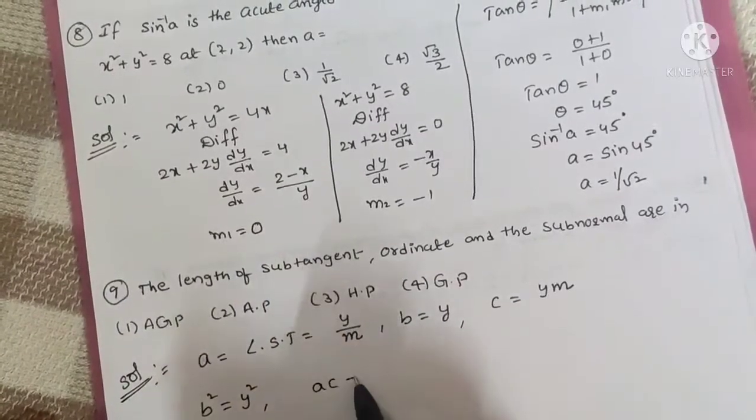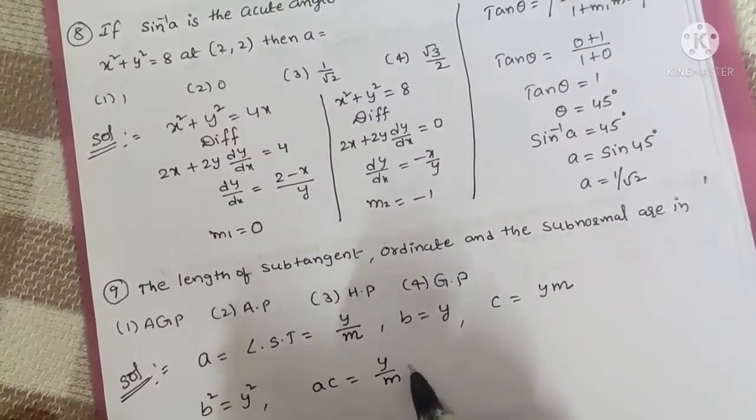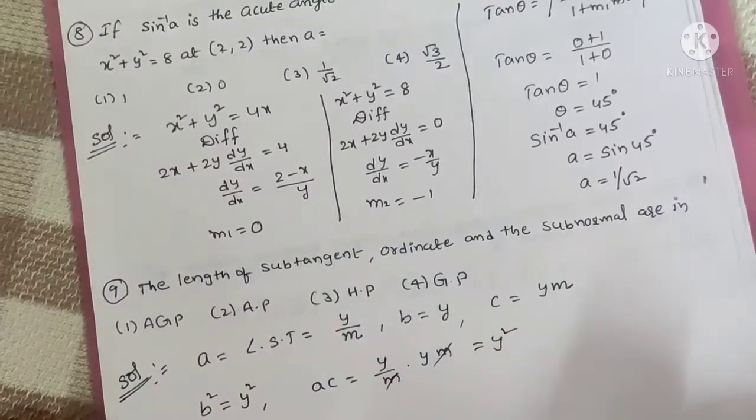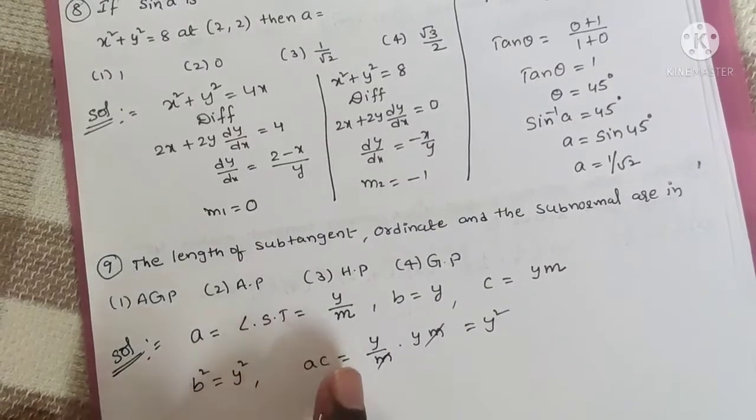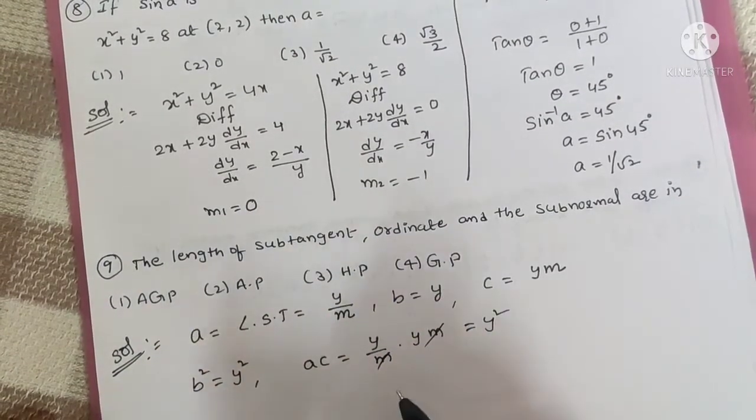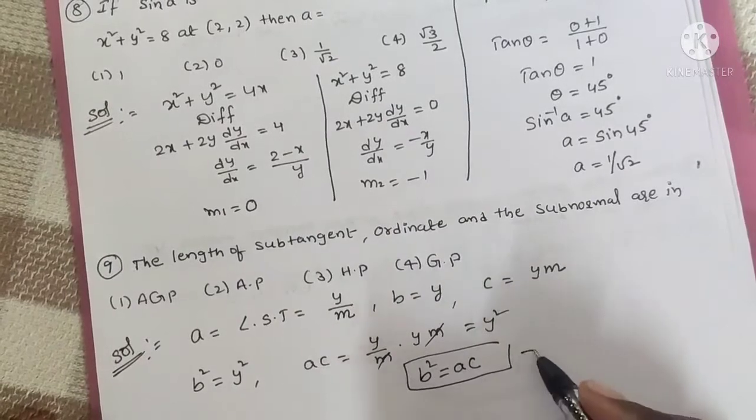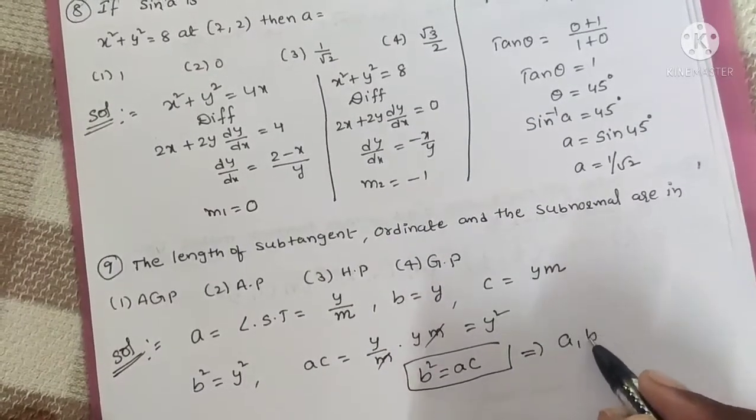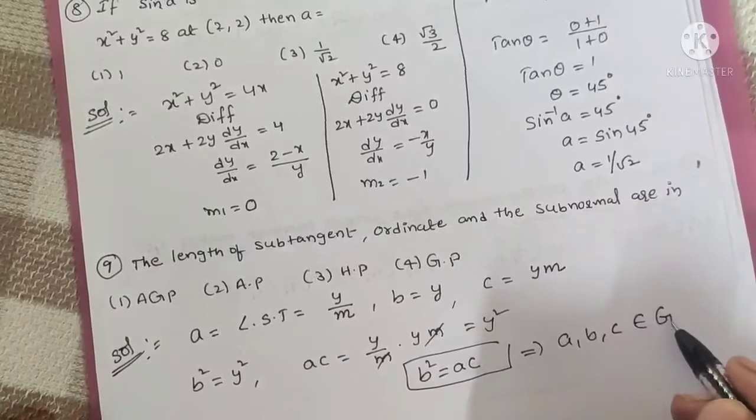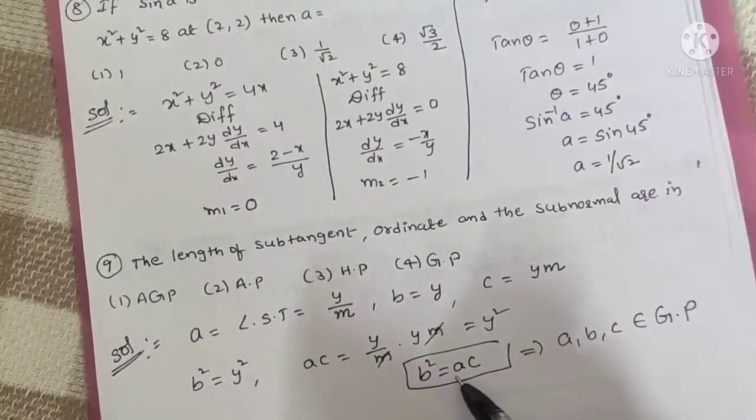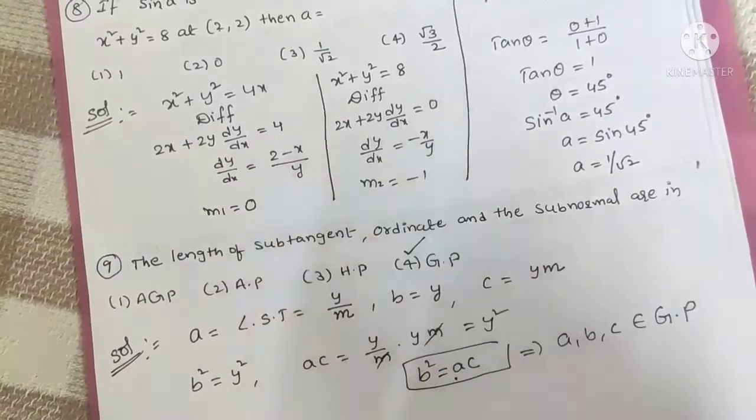Next I am finding the AC value. y by m into y m, m cancels, y square. Now you observe these two conditions. The b square value and the AC value are both the same. From this we can write b square is equal to AC. B square is equal to AC means what can we write? A, B, C belong to geometric progression, because this is the condition for geometric progression. That is nothing but option 4, the correct answer for this question number 9.